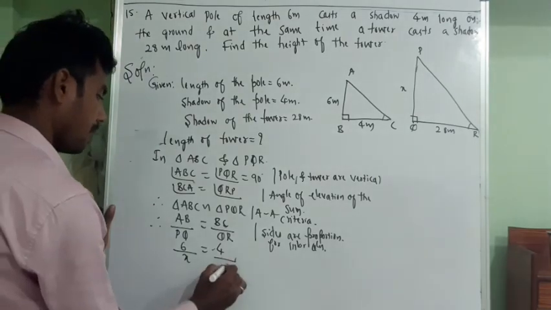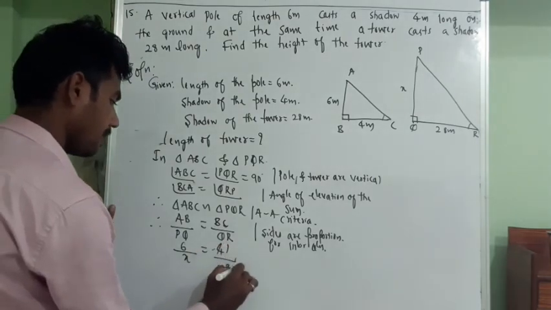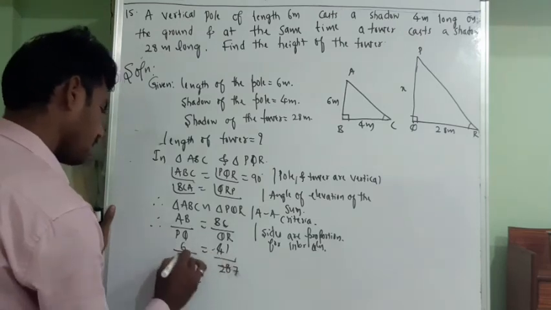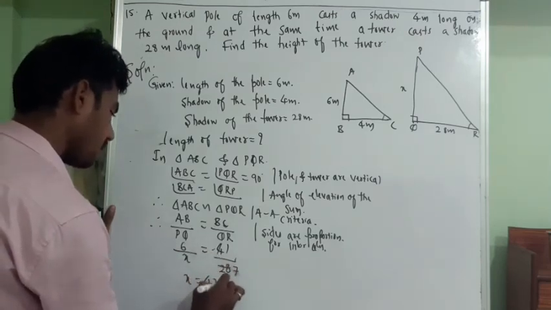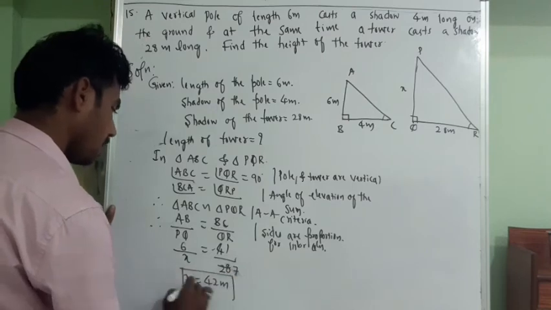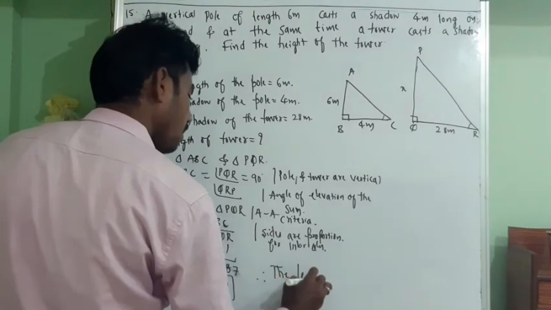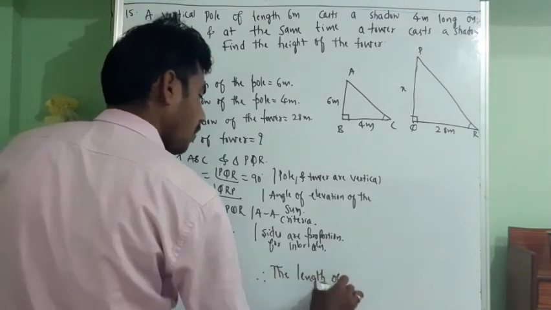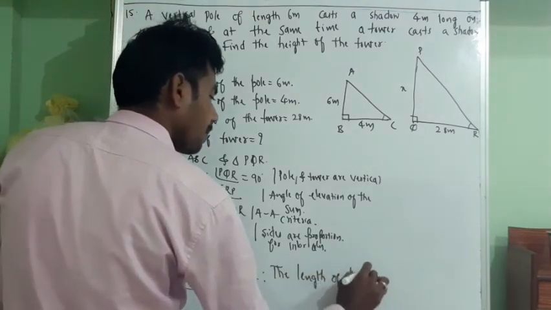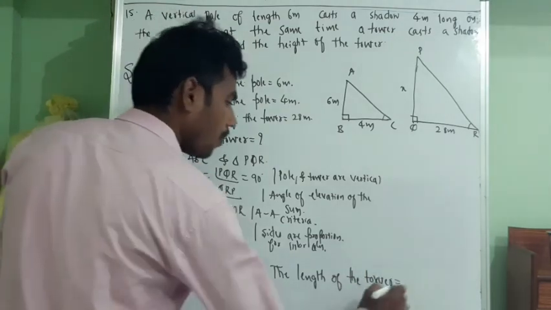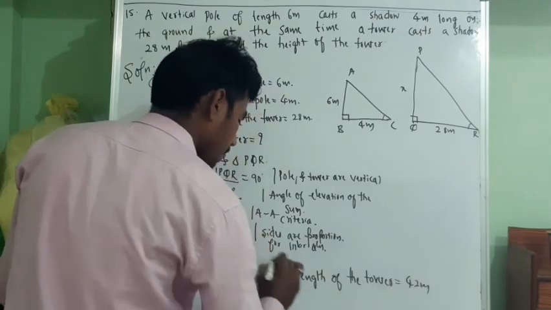Okay. Now 4 ones are 4, 4 sevens are 28. Cross multiplication. x into 1 is x. 6 sevens are 42. That is 42 meters. Therefore, the length of the tower is equal to 42 meter. Please note this down.